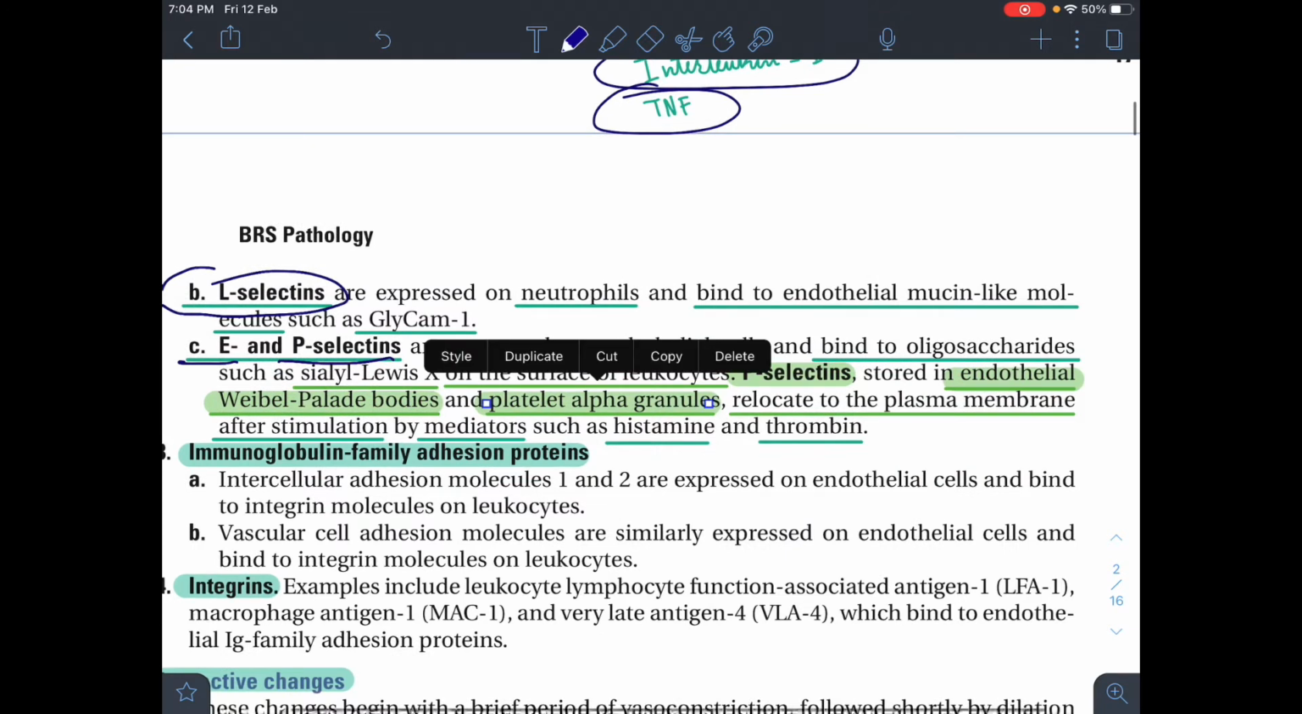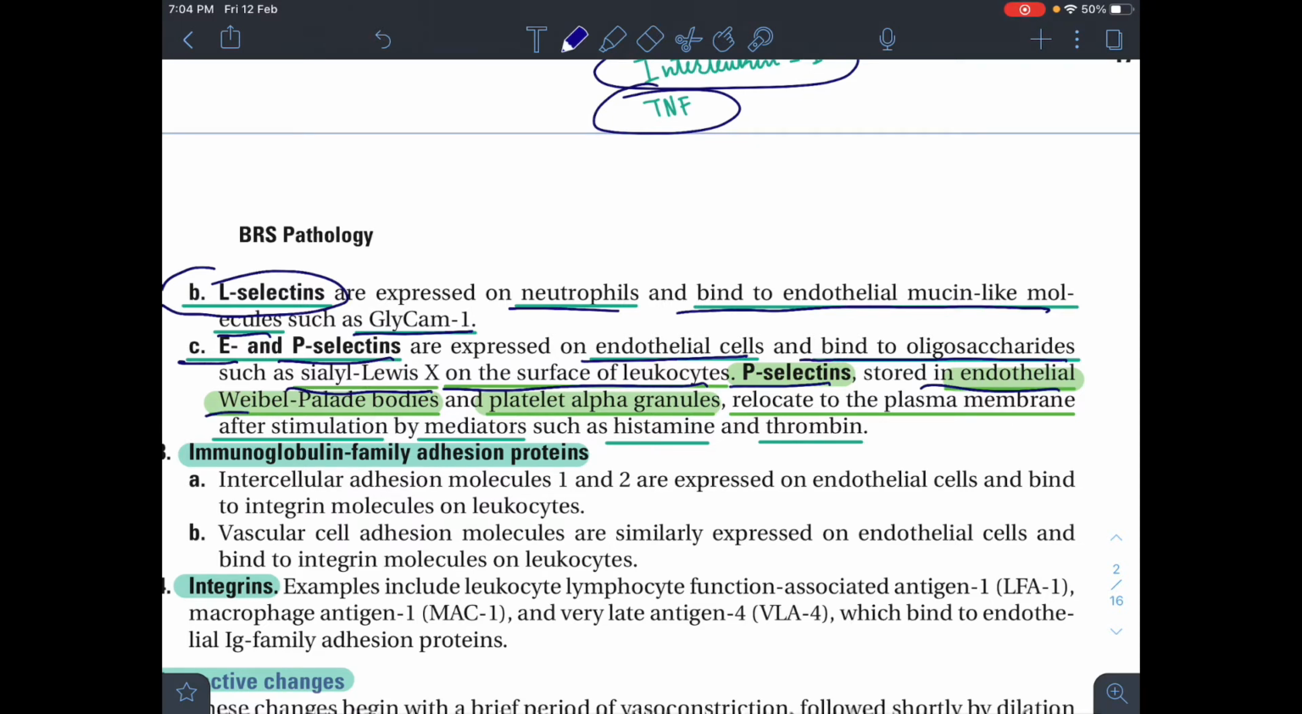The L selectins are expressed on neutrophils and bind to endothelial mucin-like molecules such as GlyCAM-1, and E and P selectins are expressed on endothelial cells and bind to oligosaccharides such as sialyl Lewis X on the surface of leukocytes. P selectins are stored in endothelial Weibel-Palade bodies and platelet alpha granules, and relocate to the plasma membrane after stimulation by mediators such as histamine and thrombin.